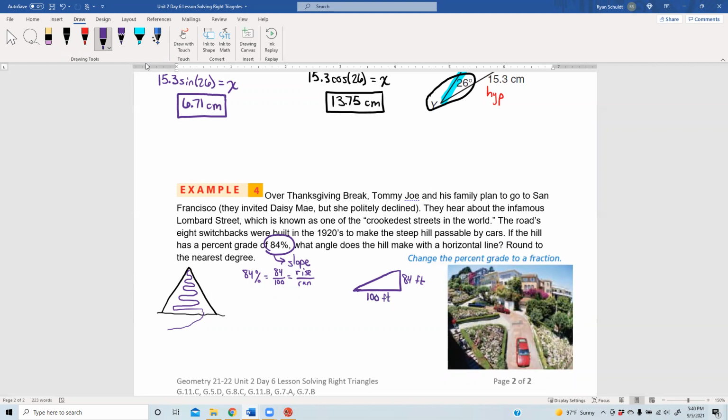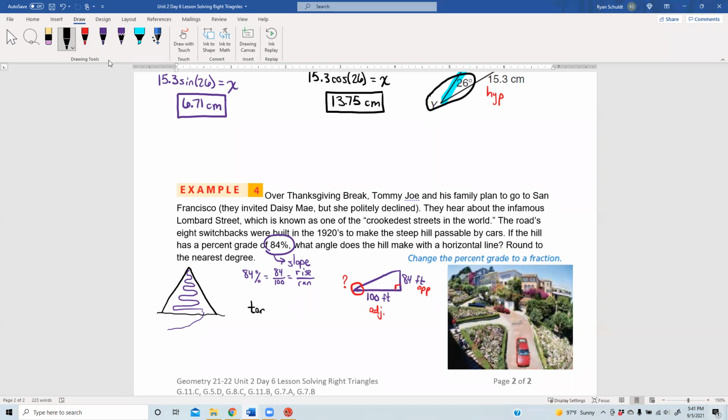So what they're wanting is what this hill makes with the horizontal line. They're wanting this angle right there. What is that angle? So we have to use our trig ratios. Here's your right angle. So these are legs. This is your opposite leg. This is your adjacent leg. So remember your ratios. Opposite and adjacent is tangent.